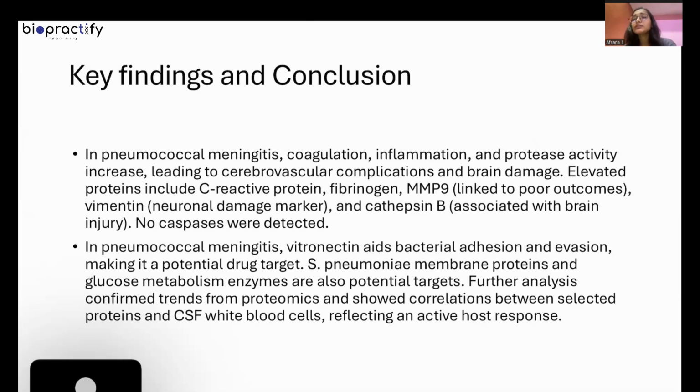In pneumococcal meningitis, one protein, vitronectin, aids the bacteria to get attached to the surface. It provides a site for attachment and evasion. Due to this, it could be a potential drug target. Apart from vitronectin, Streptococcus pneumoniae membrane proteins and glucose metabolism enzymes could also be potential drug targets. Further analysis confirmed transcriptomics and proteomics and showed correlations between selected proteins and cerebrospinal fluid white blood cells, reflecting an active host response.